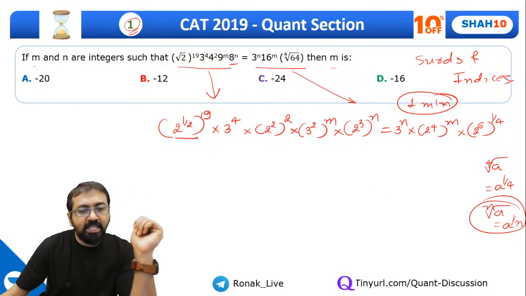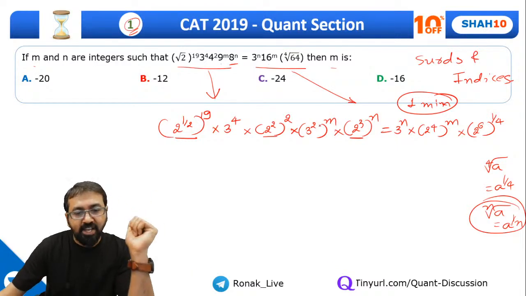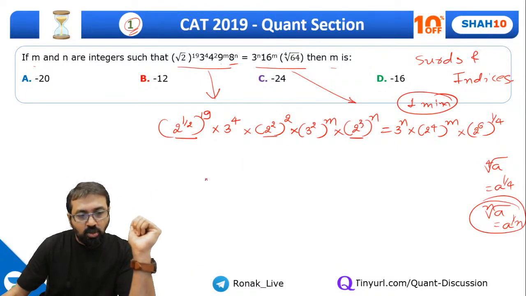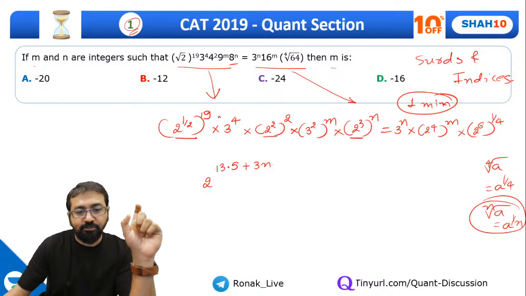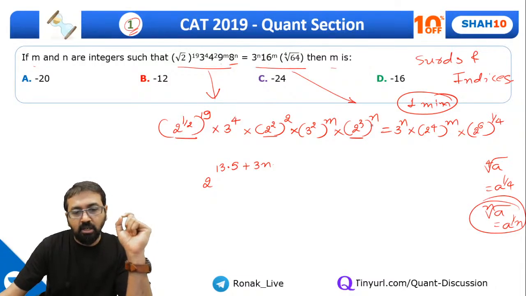Now let's quickly club the power of 2. If the bases are same, powers will be added. So 19 into 1 by 2 is 9.5, plus 2 into 2, which is 4, gives 13.5, plus 3n. So I'll get 2 raised to 13.5 plus 3n. Once again, half of 19 is 9.5, plus this 4 power, plus this 3n power.